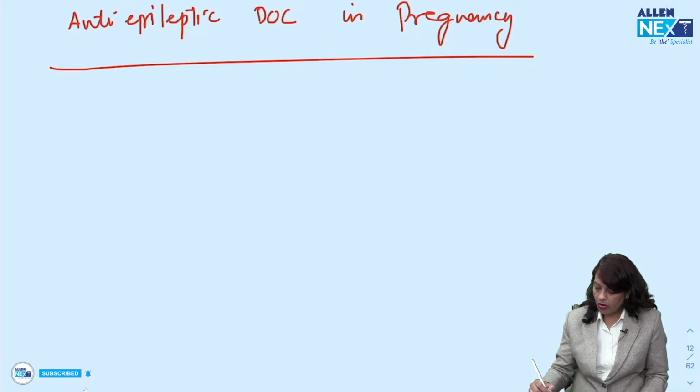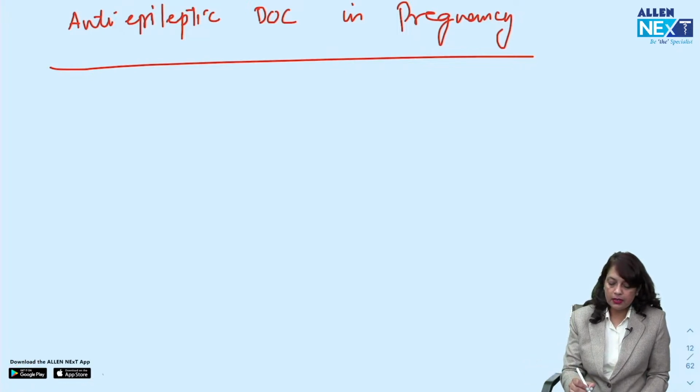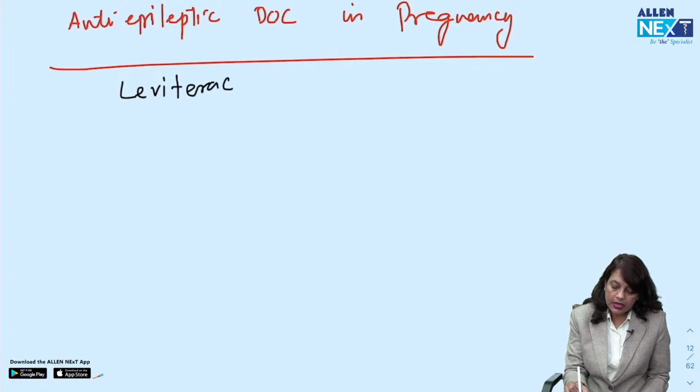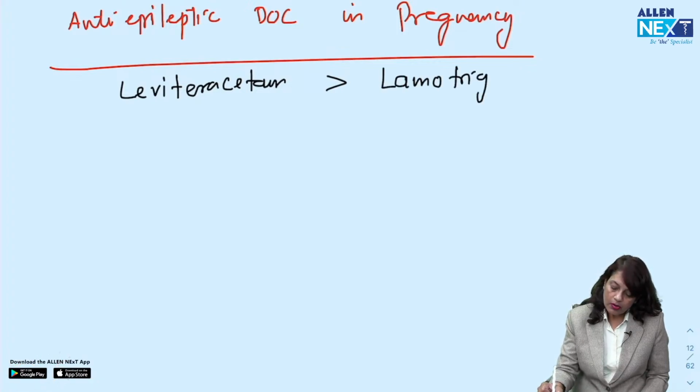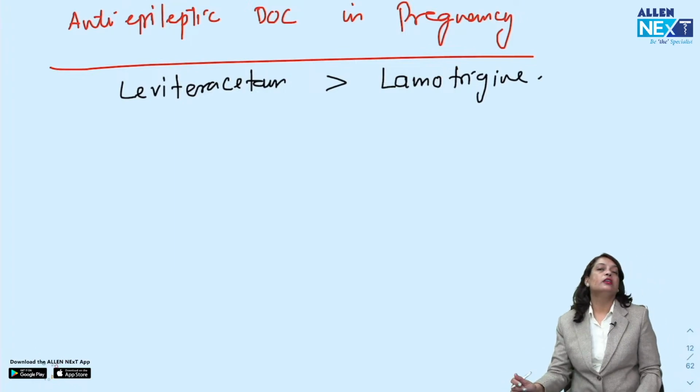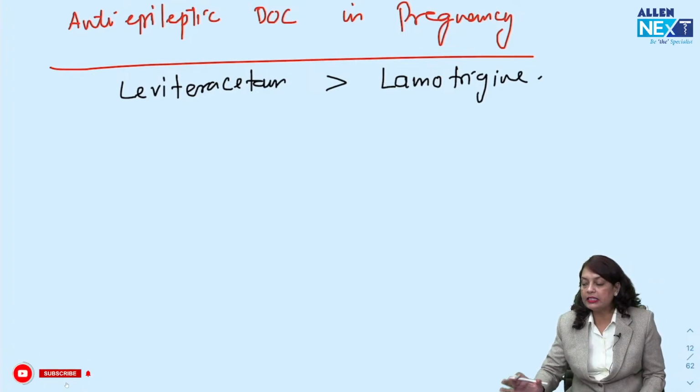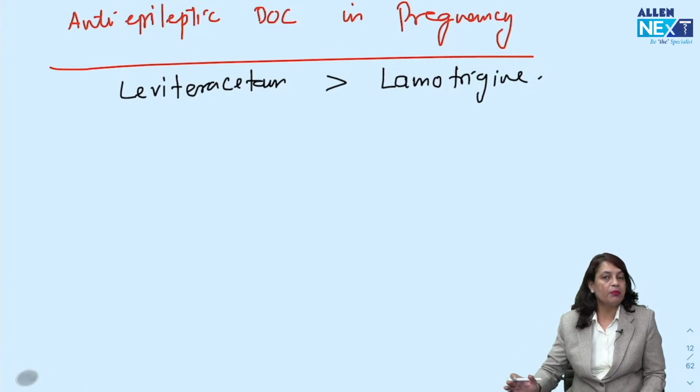Anti-epileptic drug of choice in pregnancy, answer is levetiracetam. Then if that's not given in the answer, then answer is lamotrigine. Okay, so anti-epileptic drug with least teratogenic effect is levetiracetam. Maximum teratogenic effect is sodium valproate.